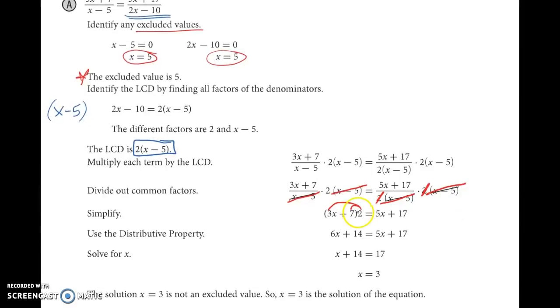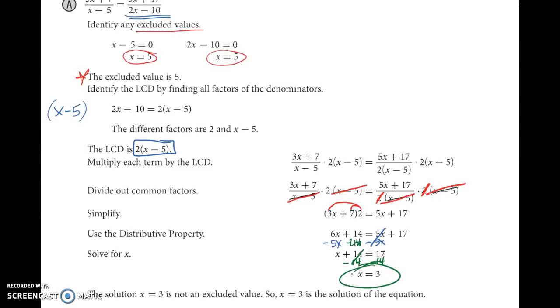Let's continue. I said that we have to distribute this too, and when we do, we get 6x plus 14 equals 5x plus 17. And we want to go ahead and solve. So we're going to move all the x values. Let's subtract that 5x over. Move all these x values to one side, and that's how we get x. And then we want to move that constant, 14, over. And we get that x equals 3.